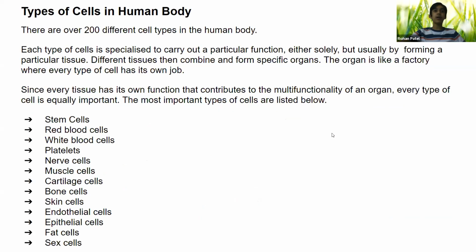Now we have our types of cells. We're just going to go over a couple of them, the most important ones. We have the stem cells, red blood cells, white blood cells, and platelets. Except for the stem cells, those three are part of our blood. We have our nerve cells, which are our brain cells, our muscle cells, our cartilage cells, which is like our nose and ears, our bone cells, our skin cells, our endothelial cells, and epithelial cells. Those are in another lesson. We might get to that lesson very soon, probably not, because it's kind of advanced. And we have fat cells and sex cells, which are used for reproduction.